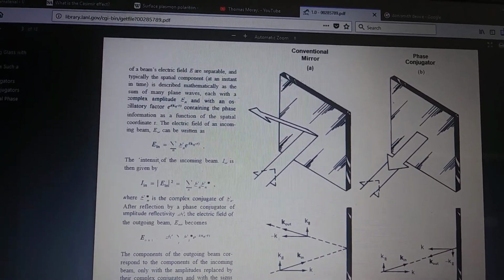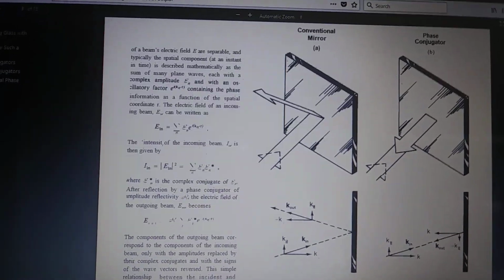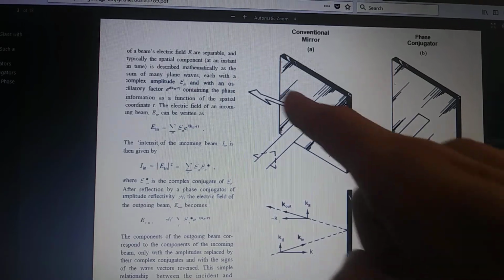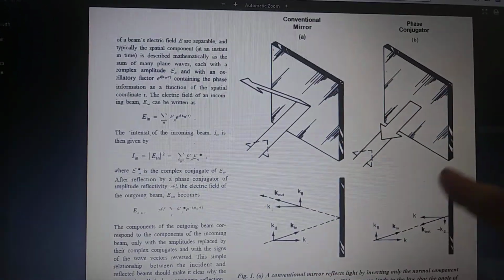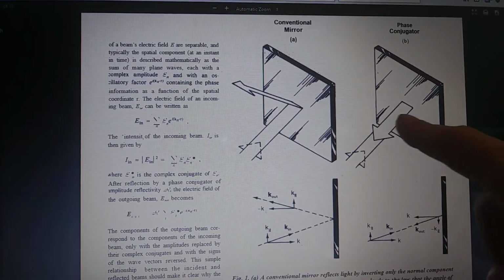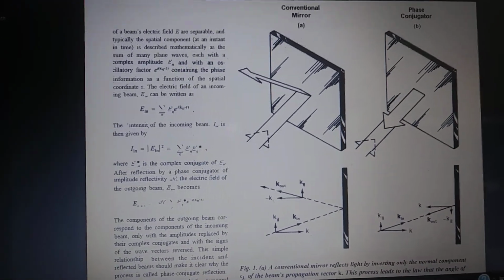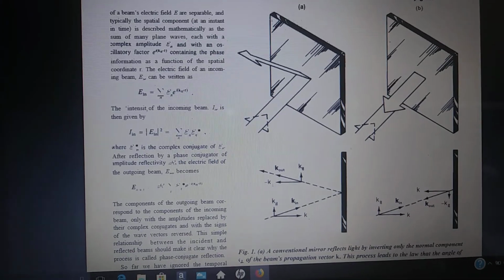plasmonic metamaterials. They're actually materials that have a negative index of refraction. So the light in a regular mirror is going to go this way and bounce off. A phase conjugate mirror is going to make that energy go right back down where the original beam came from.